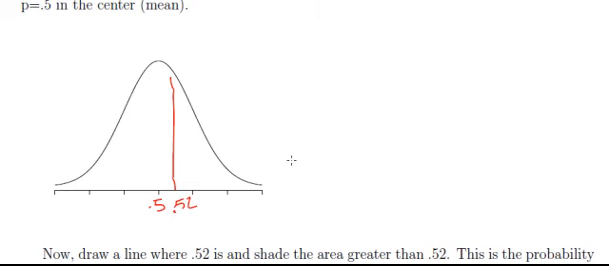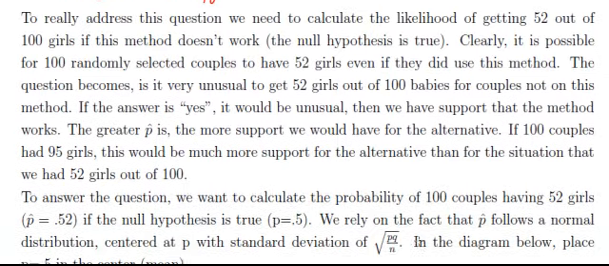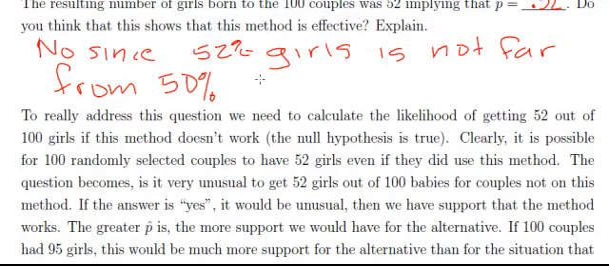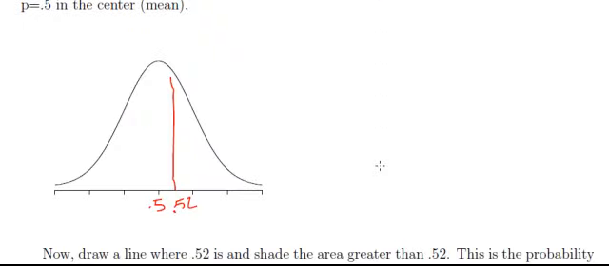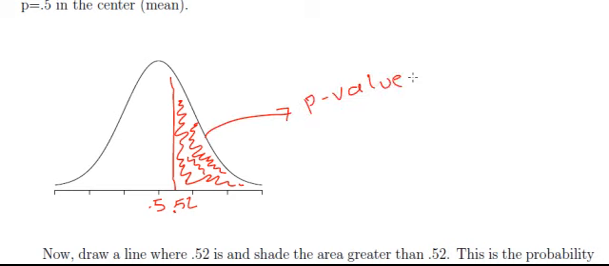And so maybe I convinced you that they didn't really have much proof to show that their product is effective. And because I'm doing a greater than test, what I'm doing is I'm shading the area in the tail. And that area right there is called the p-value. It's just the area under the curve, or the area in the tail.